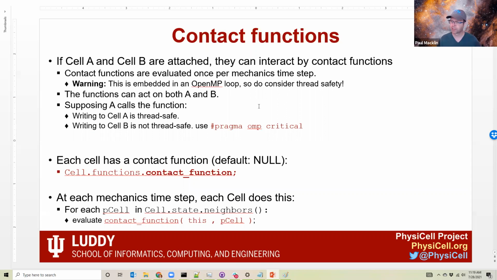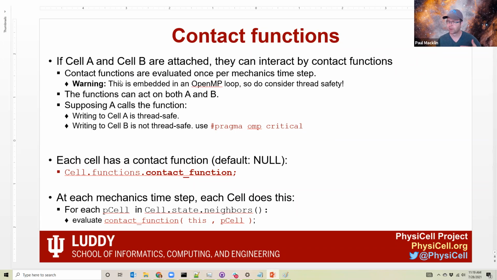So now we have a way to attach cells and detach cells. Contact functions will operate on the cells that you have decided to attach. So if cell A and cell B are attached, they can interact by their contact functions. And we'll talk about the syntax of that in just a second here. But I do want to give a warning that the contact function evaluations are placed in an OpenMP loop. So you need to be careful to be thread safe when you write these things.